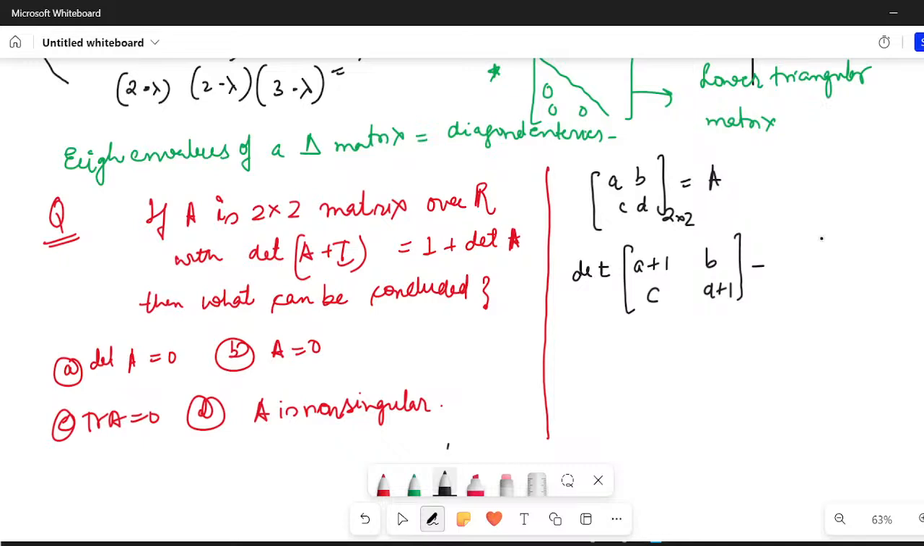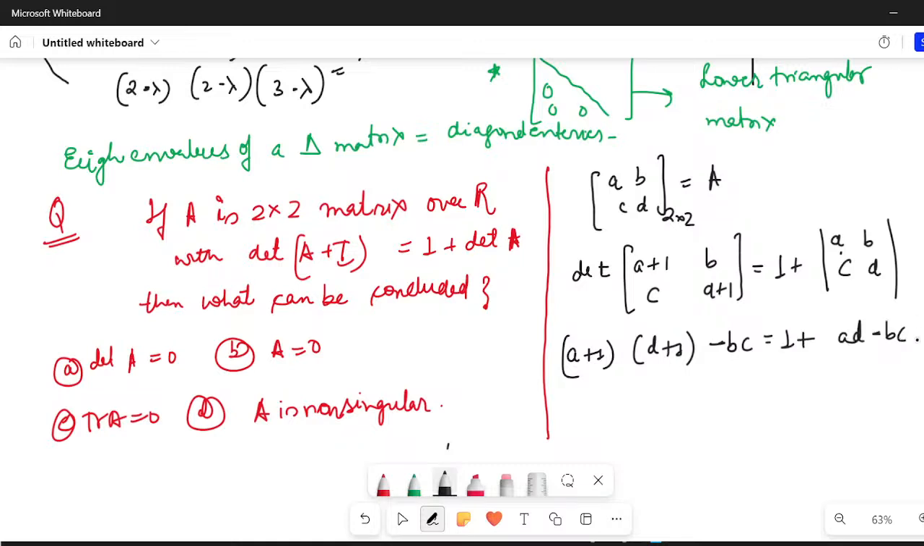What would be the determinant of A? It will be simply ad minus bc, so 1 plus the determinant of [a b; c d]. Okay, so this is how it is. Now you just solve the left hand side and the right hand side. The left hand side, when solved, gives (a plus 1) into (d plus 1) minus bc, which is equal to 1 plus ad minus bc on the right hand side.